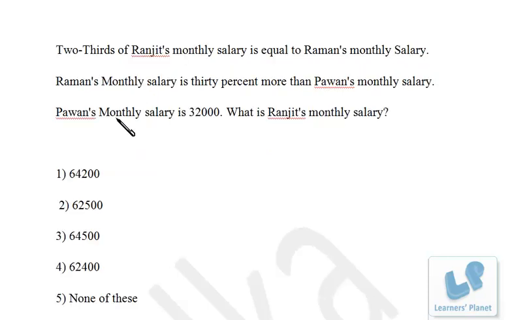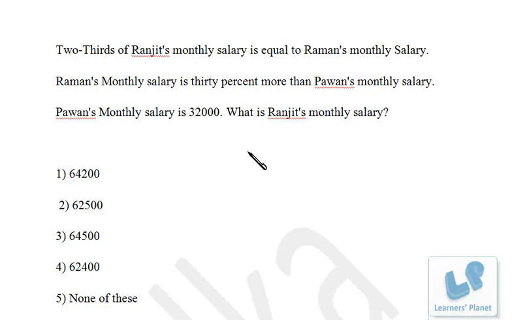Now here, 2/3 of Ranjit's monthly salary is equal to Raman's monthly salary. Raman's monthly salary is 30% more than Pawan's monthly salary. Pawan's monthly salary is 32,000. What is Ranjit's monthly salary?